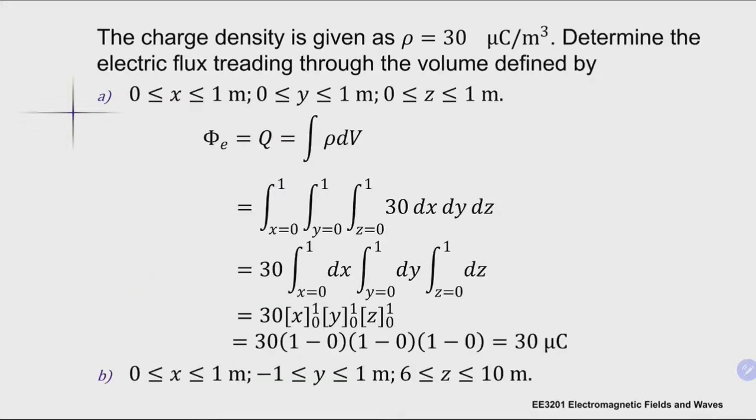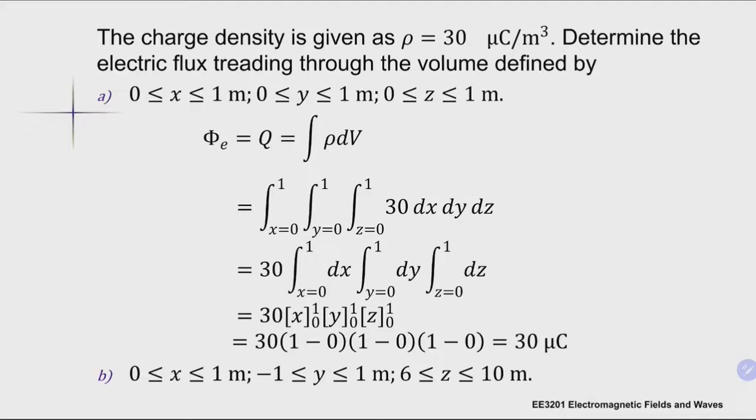Okay. So here, the same example, you have 30 microcoulombs, but it changed a little bit. The question asks you to determine the electric flux passing through the volume defined by a limit. But the limit is 0 to 1 meter for x, 0 to 1 meter for y, and then 0 to 1 meter for z. So new information. You want to find the electric flux.